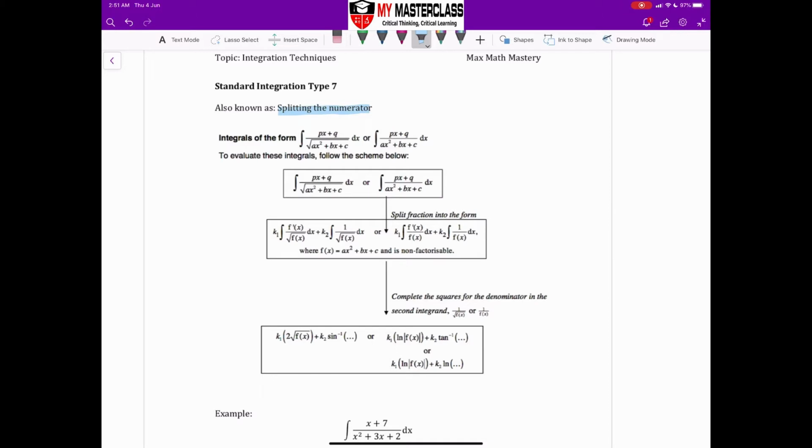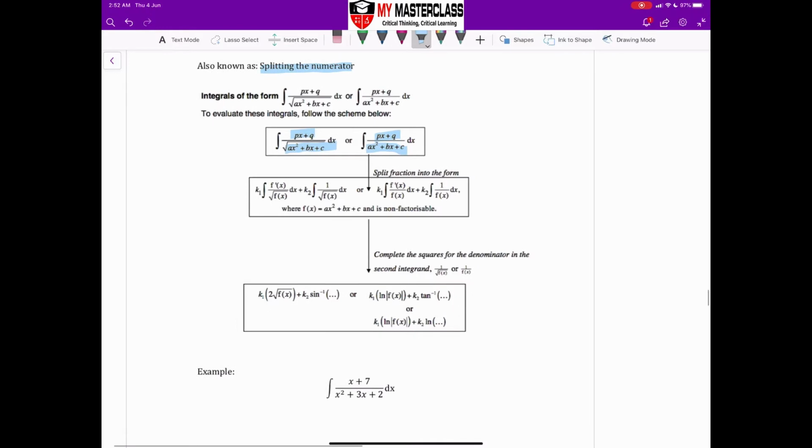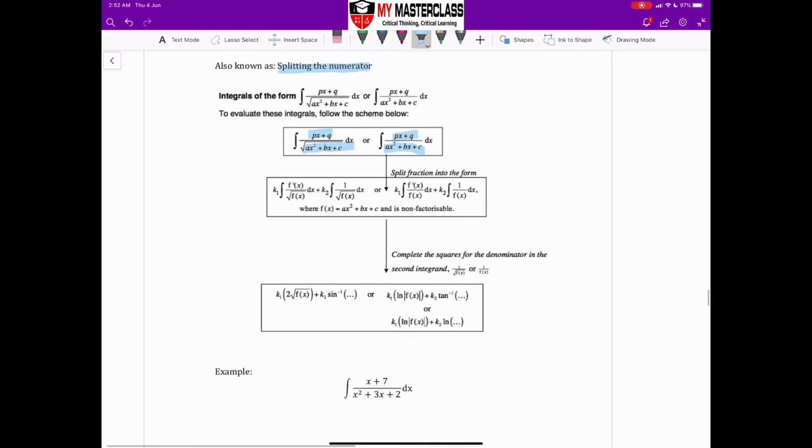What happens is that you're going to be given something like that. The bottom can be a square root quadratic factor, and the top can be a linear factor. Same thing, the bottom is a quadratic factor, the top is a linear factor. I have to split the numerator such that I can use my two formulas. If you look at the right hand side here, it is to use my integral of f prime x, f x to the power of n formula, together with your sine inverse integration formula.